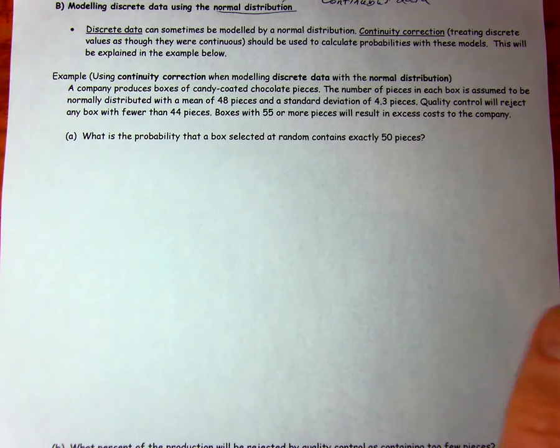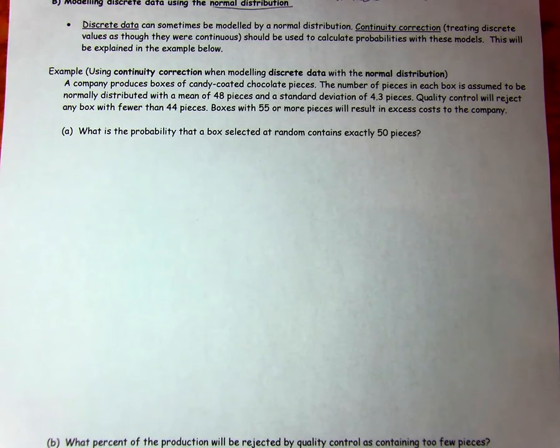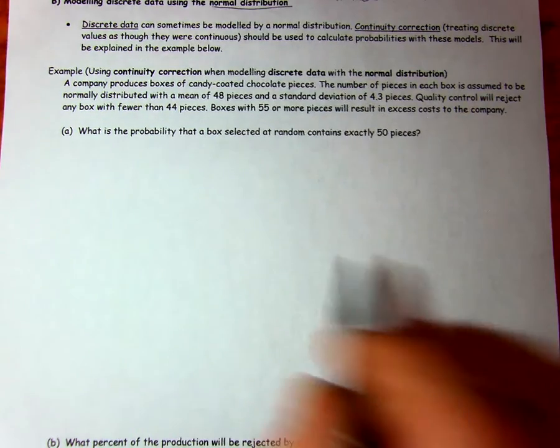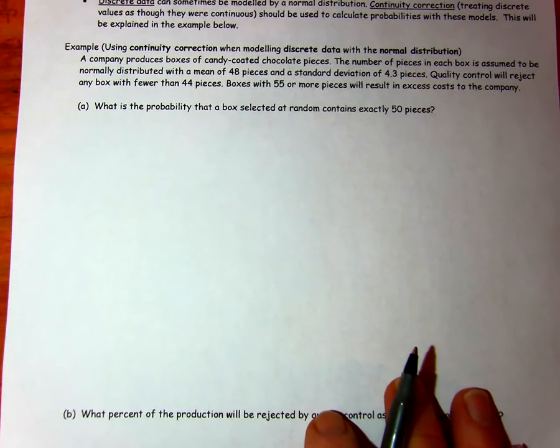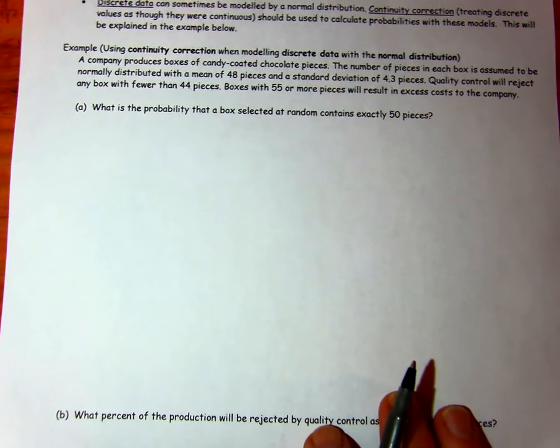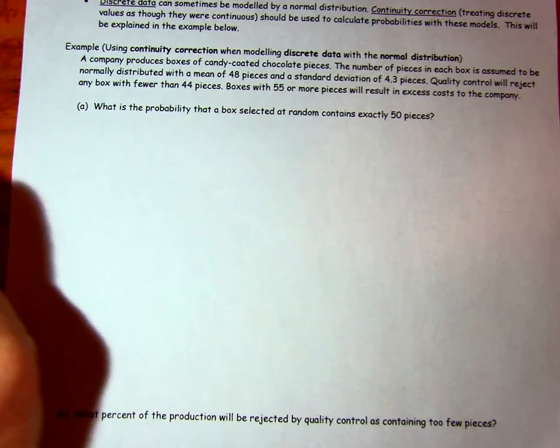Everyone, pretend you're a manager of a chocolate manufacturing company, and you're making these boxes of chocolates, and you have some data, and you want to answer this question: what is the probability that a box selected at random contains exactly 50 pieces? If this was a normal distribution, what's the probability of getting exactly 50? Remember, in a continuous distribution, the answer for one specific data point is 0. So it always has to be a range.